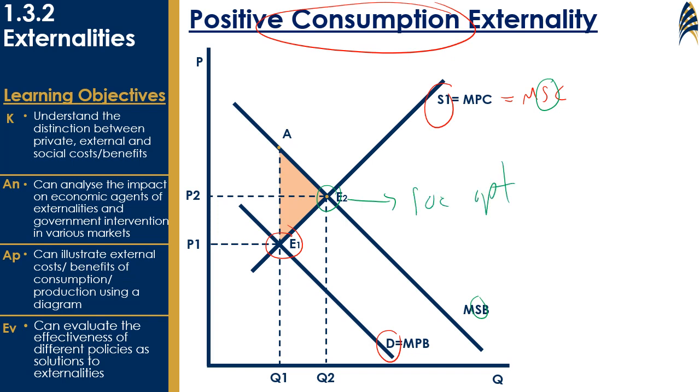So that's where we want to be. That's why I quite like Q star and P star. And just like all the other ones, you start at the socially optimal and you go back to the actual. And again, this is going to be one where we're at Q1, we want to be at Q star.